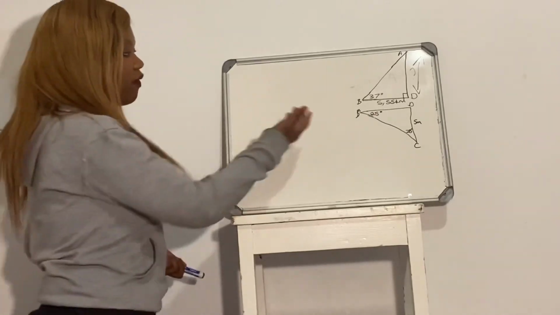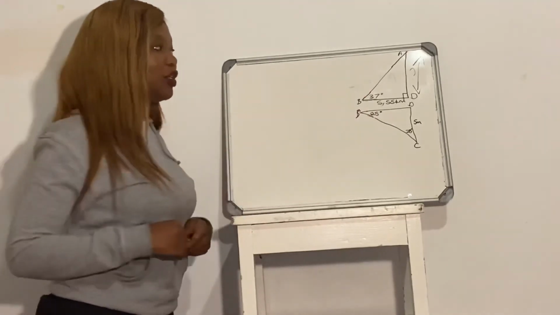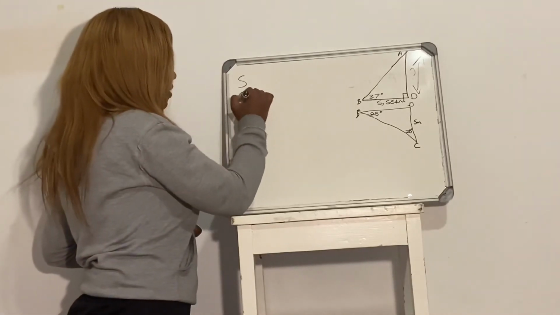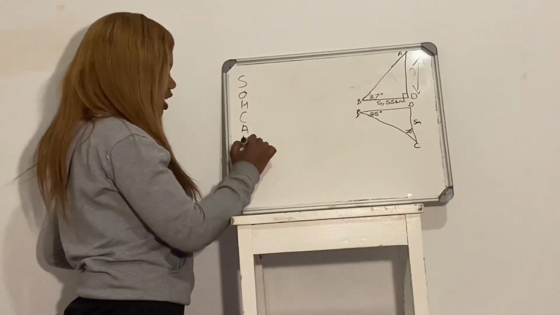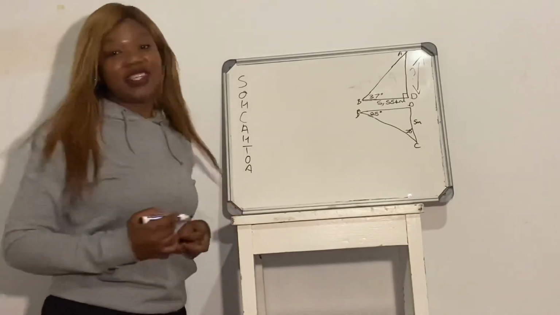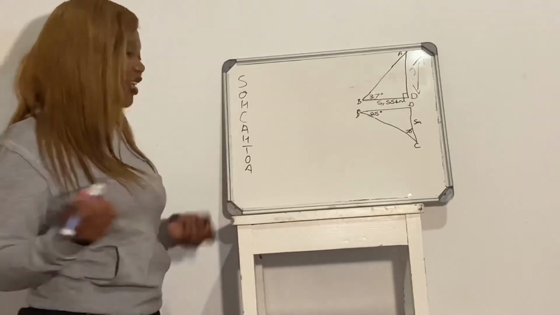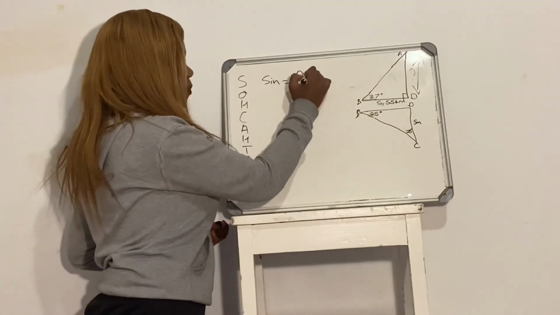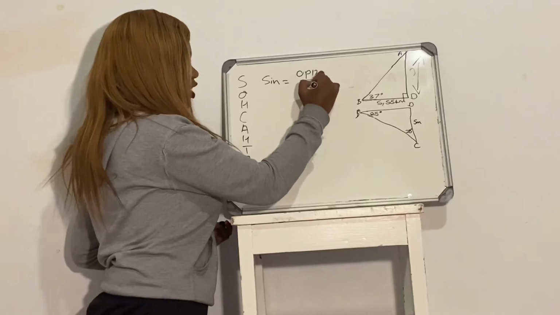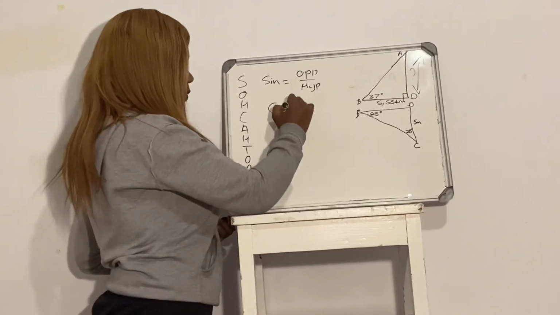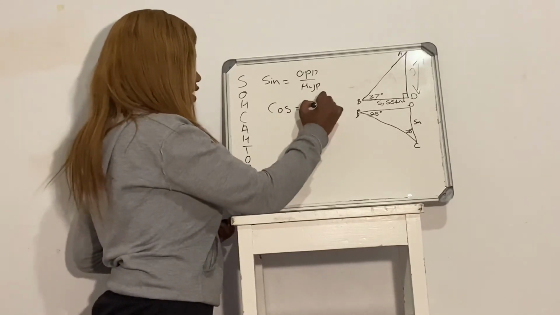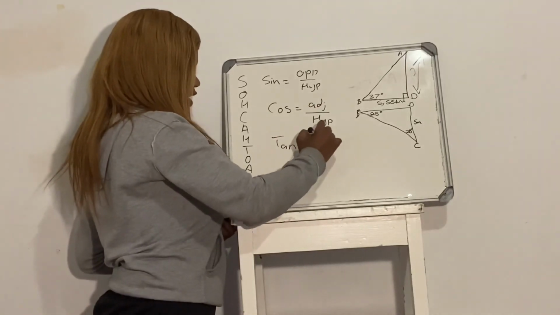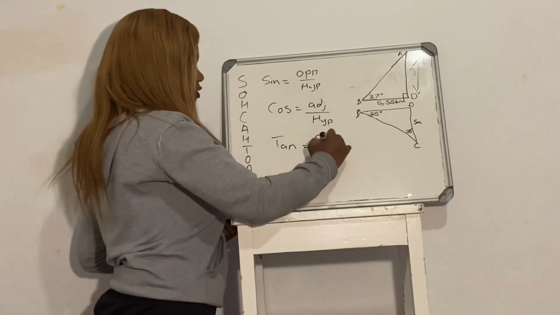So now that we know the value of BD and we have the angle B, we can use SOHCAHTOA. SOHCAHTOA is something that my best friend taught me in grade 10, and till today I haven't forgotten it. So it's our sine, cos, and tan. Sine is equal to opposite over hypotenuse, cos is equal to adjacent over hypotenuse, and tan is equal to opposite over adjacent.